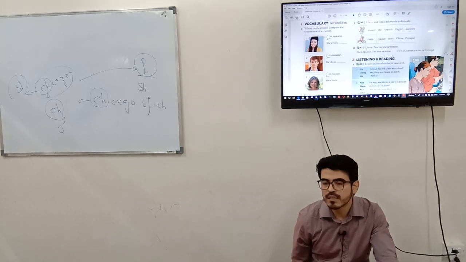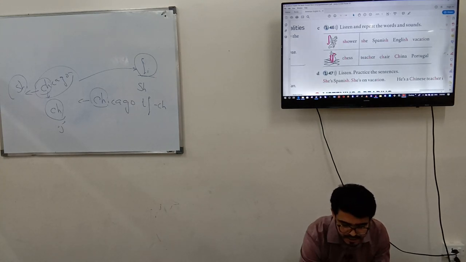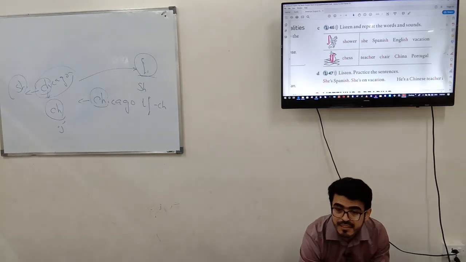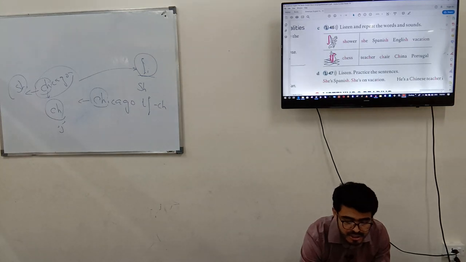Number one, what is number one? Shower. Yes, this is shower. Number two, she. Spanish, right? English. Vacation. It means what? Vacation. English. Spanish. She. Shower. She. Okay. Chess. Teacher. Chair.